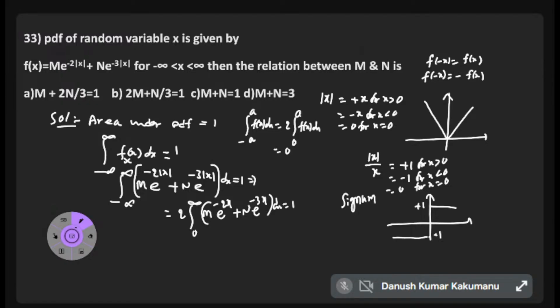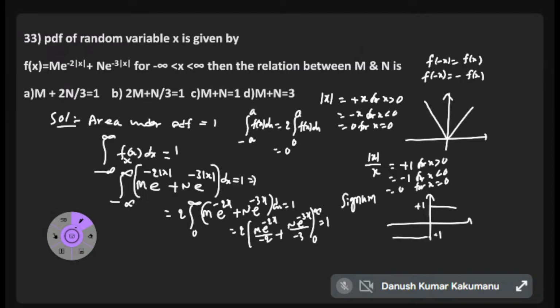All understanding? What is the integration of this one here? 2 into m into e power minus 2x by minus 2 plus n into e power minus 3x by minus 3. Limits are from 0 to infinity, equals 1. Substitute upper limit and lower limit. What happens for upper limit? Listen here. E power minus infinity is 0. For upper limit, it is 0, so you only get the result from the lower limit.